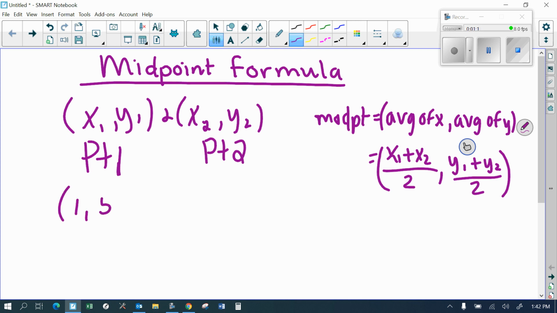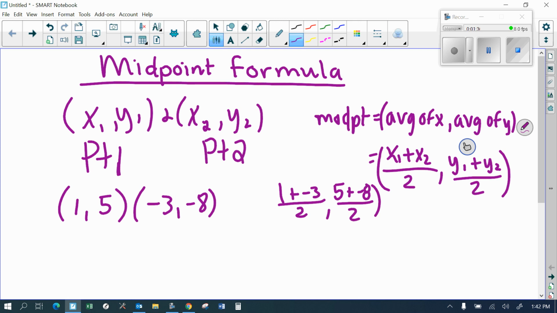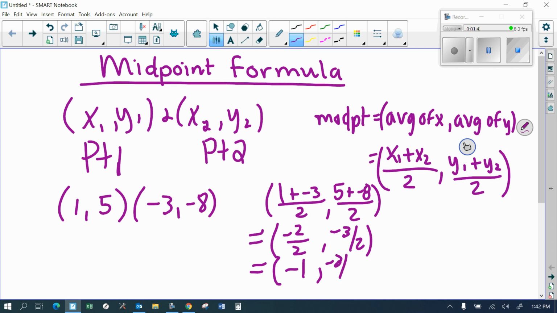So I have 1, 5, and negative 3, negative 8. I want the midpoint. Okay, so I add my x's: 1 plus negative 3 divided by 2. Add the y's: 5 plus negative 8 divided by 2. Now I do the math, and there's my answer. So I have negative 2 over 2, comma, negative 3 over 2. Well, which one of these can I simplify? Negative 2 divided by 2 is negative 1, and then I have negative 3 halves, or you can say negative 1.5 if you wanted to.